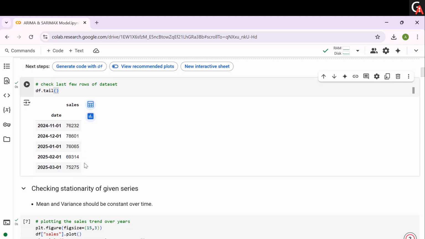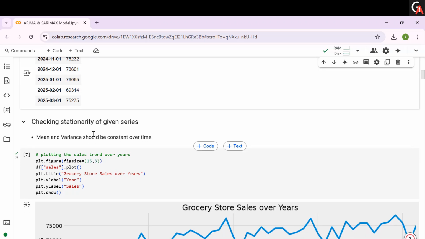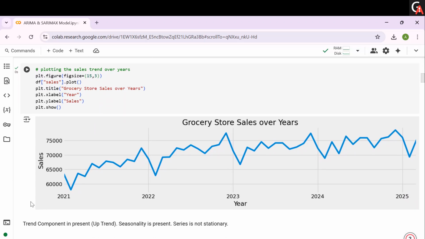Now let's see how we can check the stationarity of the series, because stationarity is the main assumption in time series. So we'll try to plot the grocery store sales over the years. With the help of this line chart, you can see that there is an uptrend present. What does the uptrend mean? The sales values on the y-axis are continuously increasing over the years. You can also see that seasonality is present, because the same repetitive pattern appears over a fixed period of time. That's why seasonality is present.